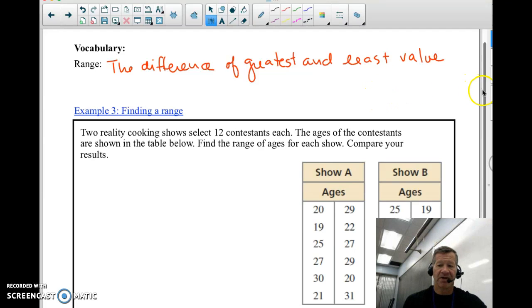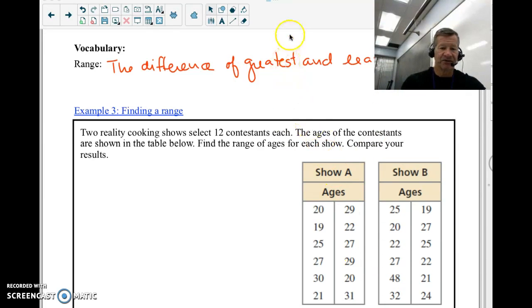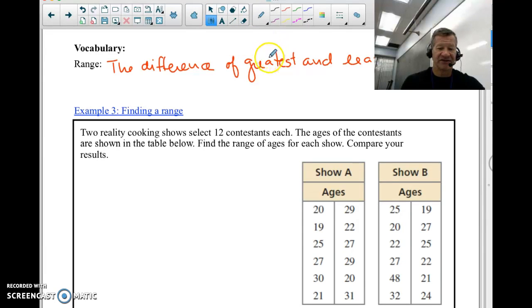Okay, so as I look down here, I can see the problem that's posed to us. So it says 2 reality cooking shows select 12 contestants each. The ages of the contestants are shown in the table below. Find the range of ages for each show and compare your results.